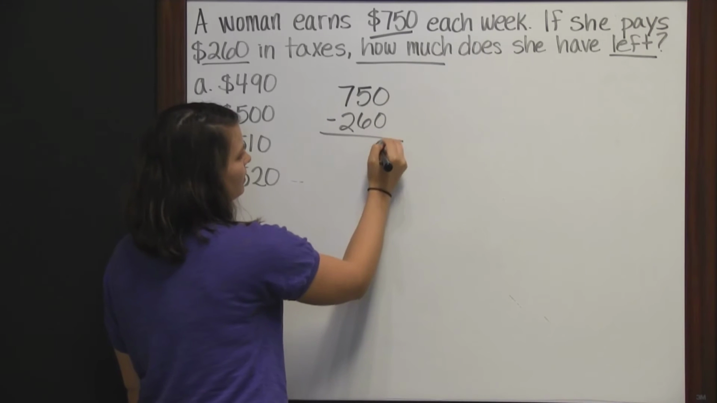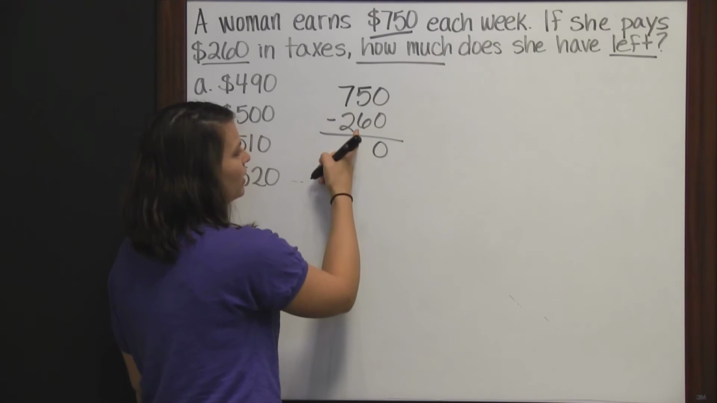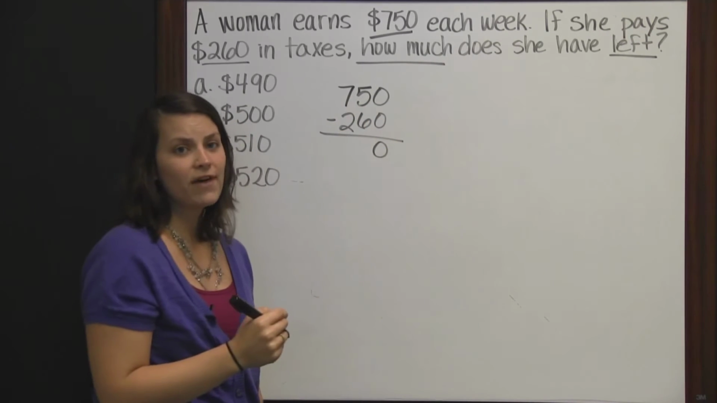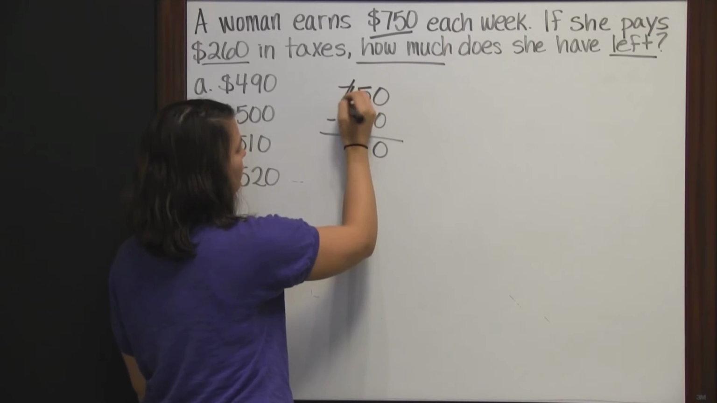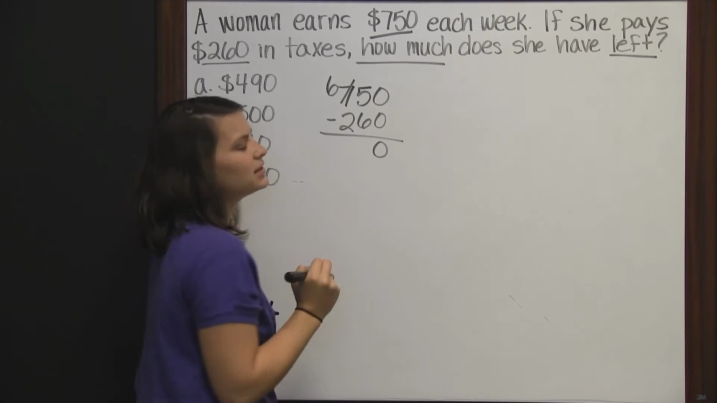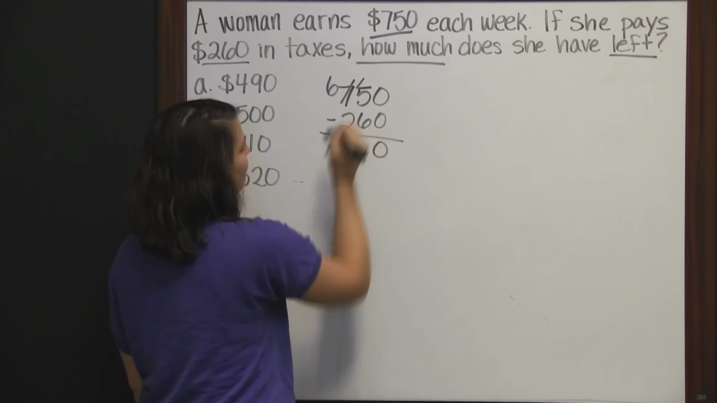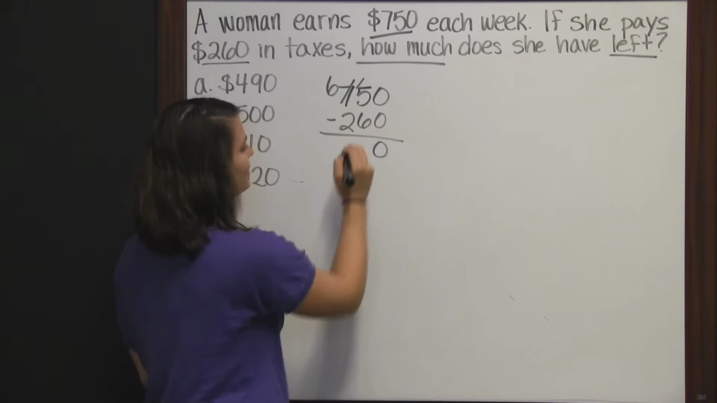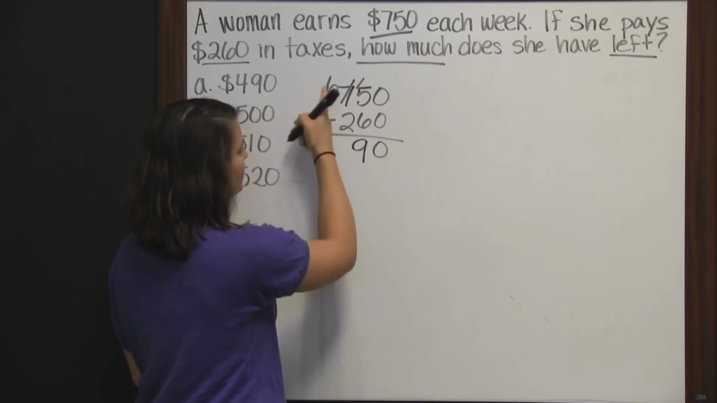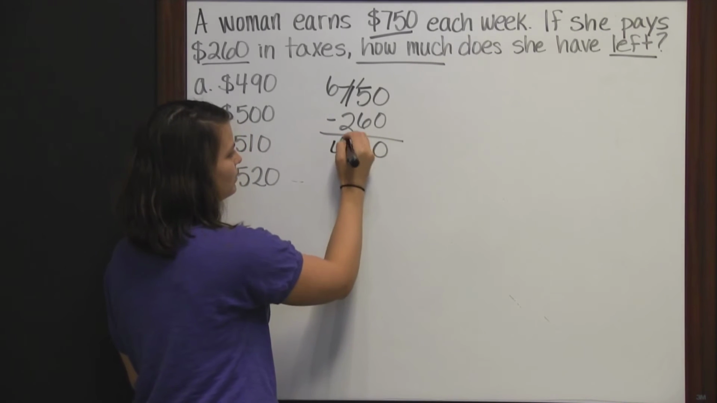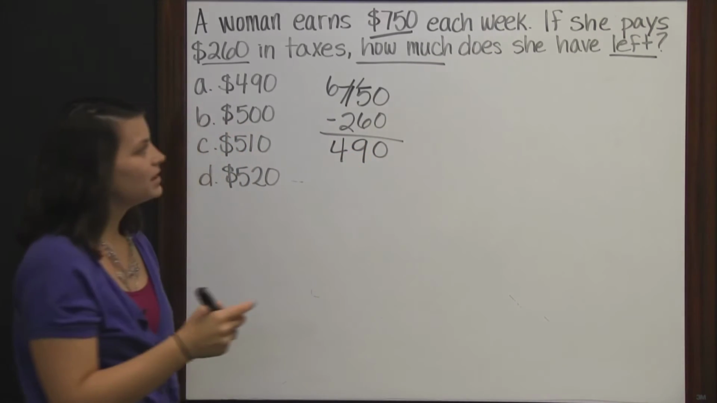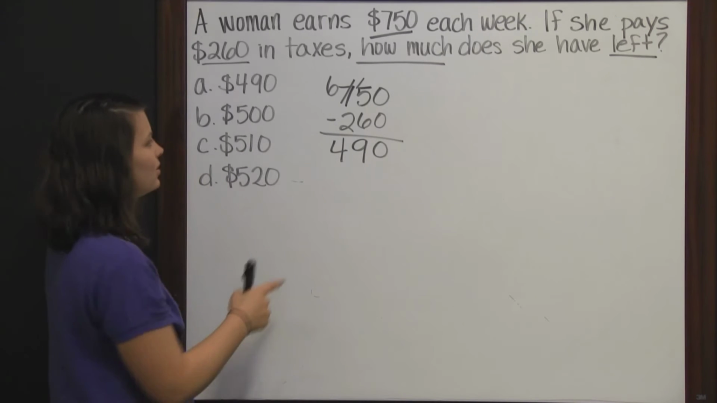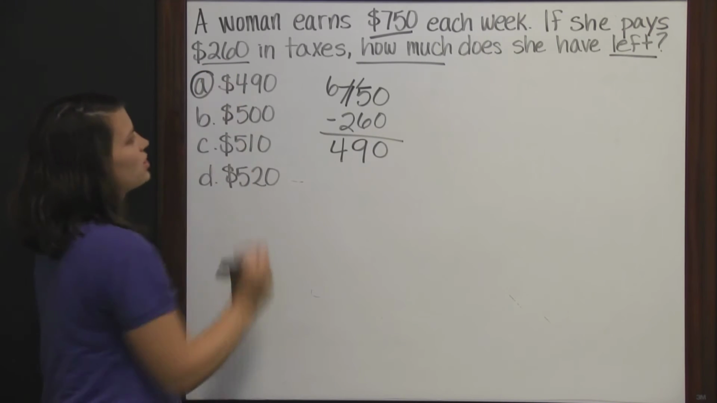0 minus 0 is 0. We cannot take 6 from 5, so we need to borrow from the 7. It becomes a 6, and then we have 15 here. 15 minus 6 is 9, and 6 minus 2 is 4. So that means after the taxes are taken out, she's left with $490.